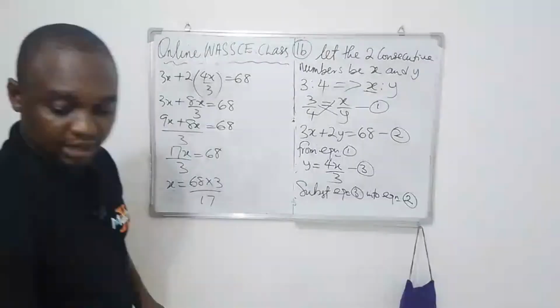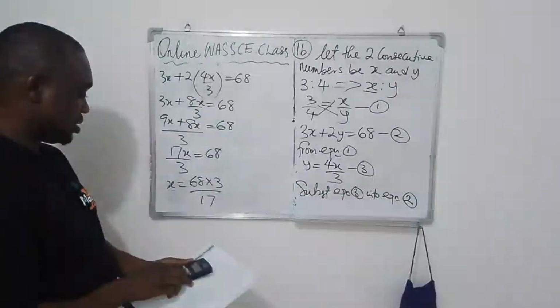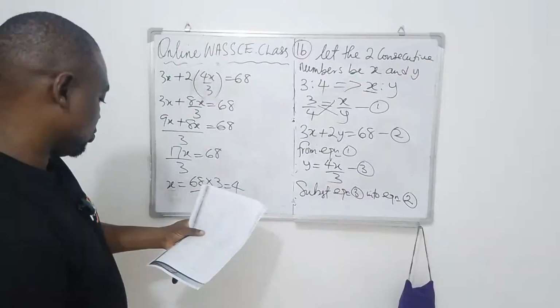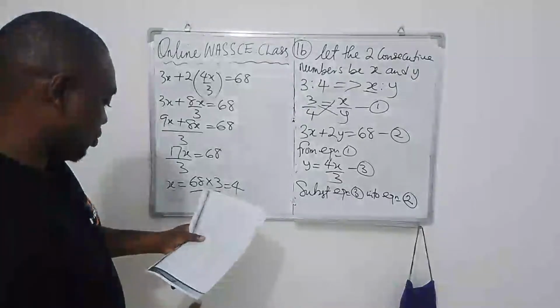I have my calculator. It's here. So I have 68 for our number 2.